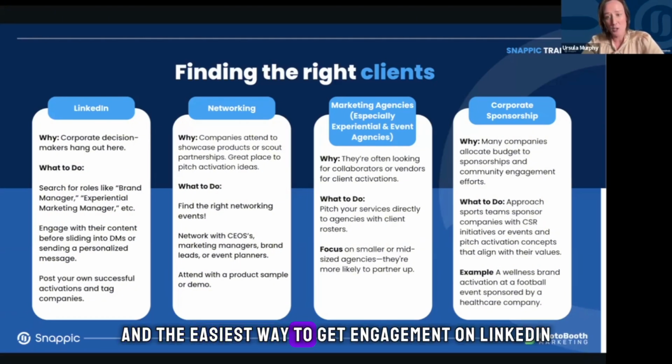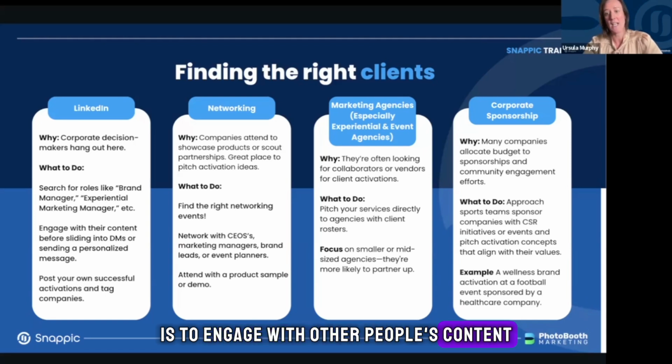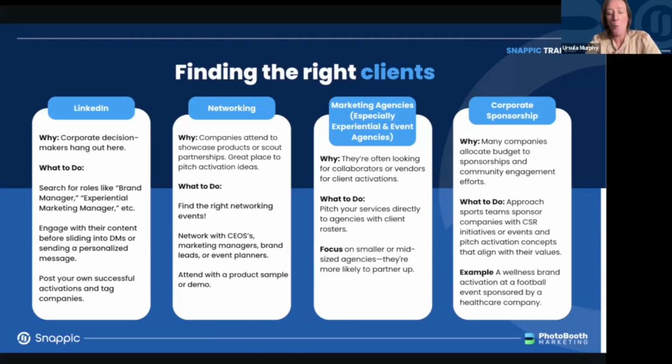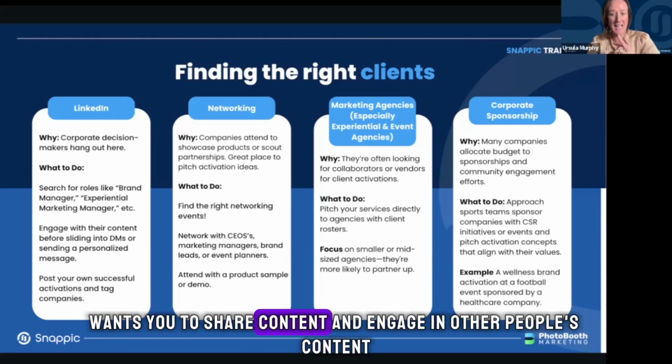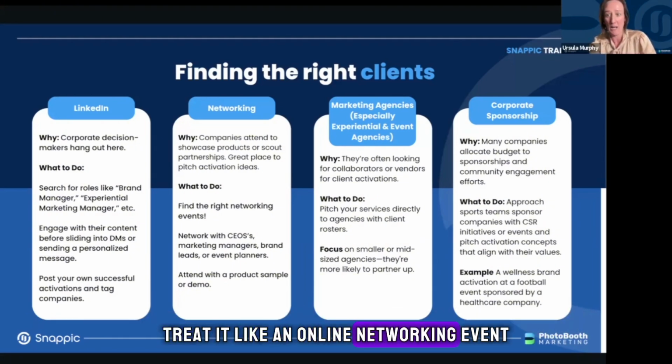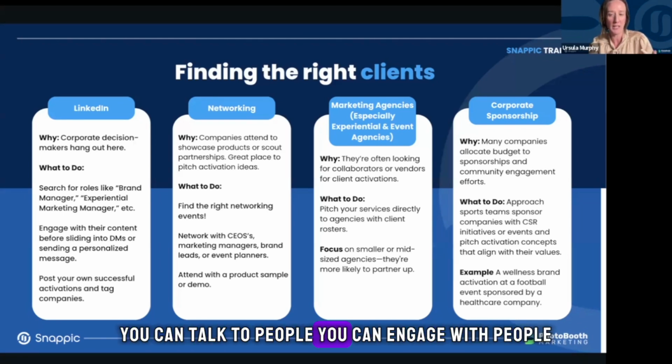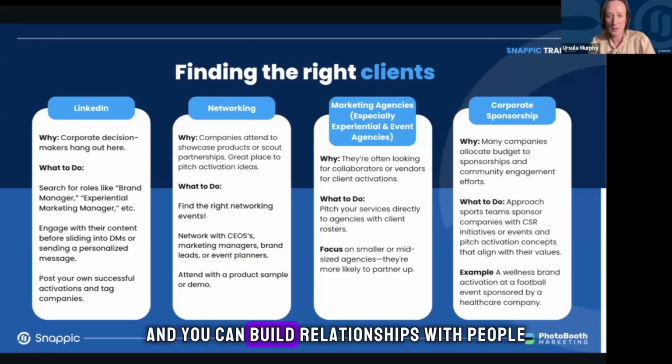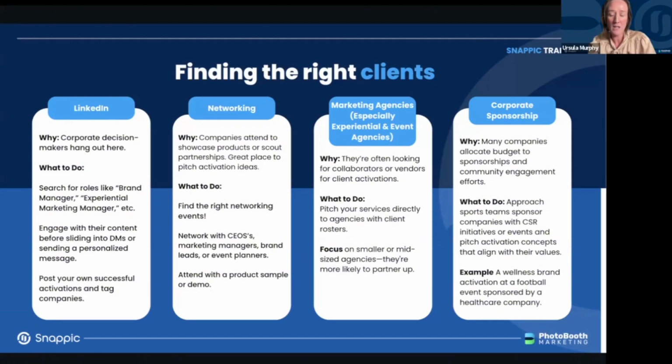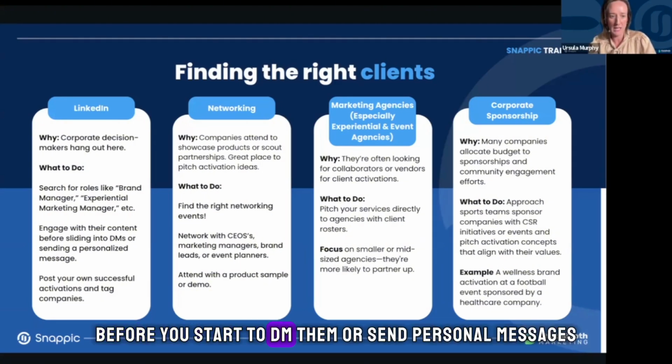The easiest way to get engagement on LinkedIn is to engage with other people's content, and the LinkedIn algorithm wants you to share content and engage in other people's content. Treat it like an online networking event. Treat it like somewhere where you can go, you can talk to people, you can engage with people, and you can build relationships with people. So engage in people's content before you start to DM them or send personal messages.